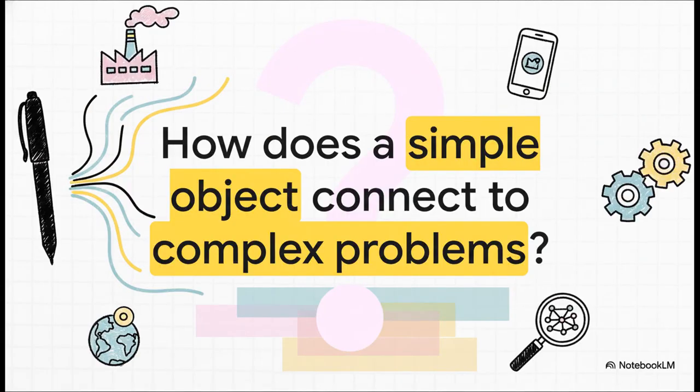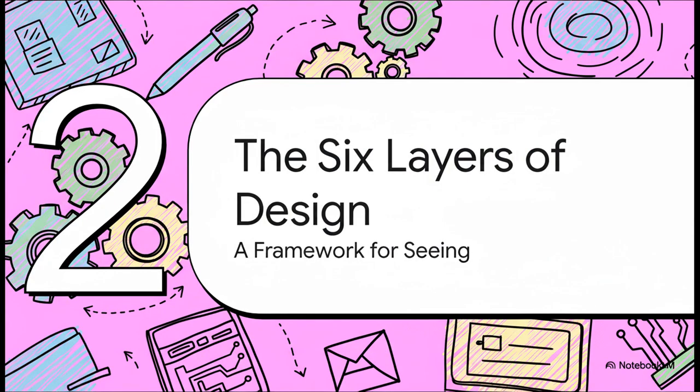So, okay, how does something as simple as a pen connect to these gigantic, complex problems? I know, it sounds like a huge leap, right? From a pen to climate change? To make that connection, we need a framework. We need a way to see all those invisible structures that connect the tiniest object to the biggest shifts in society. All right, let's dive right in.